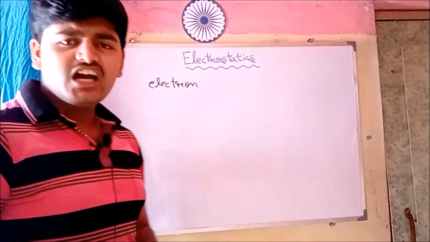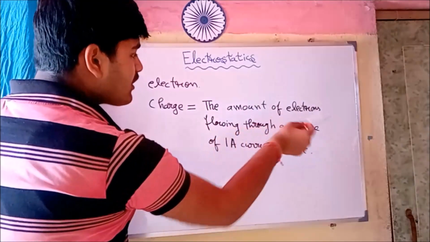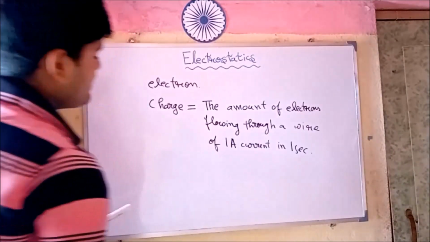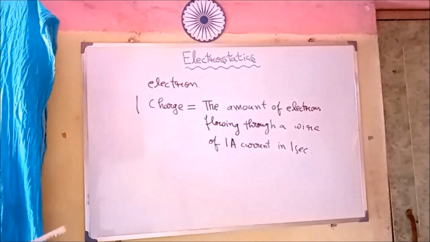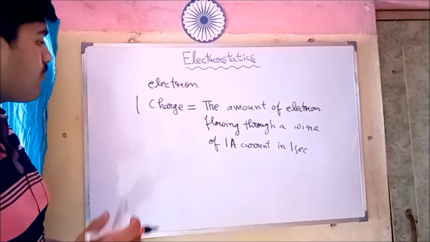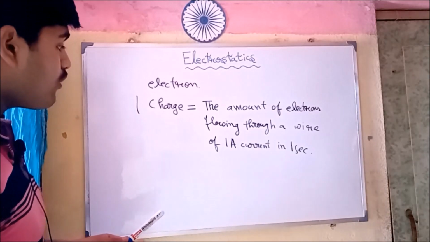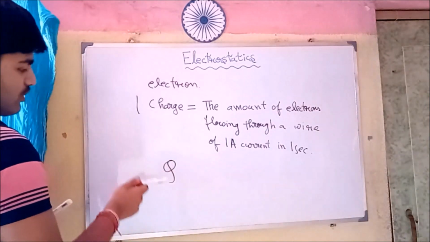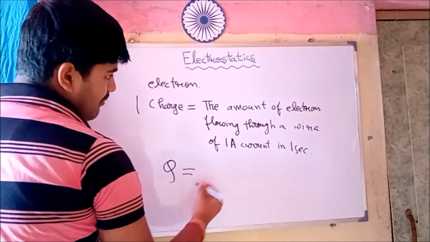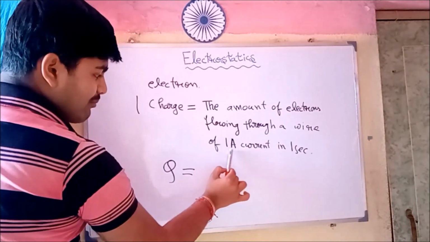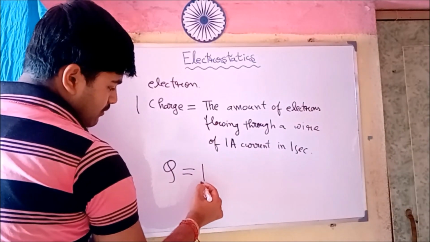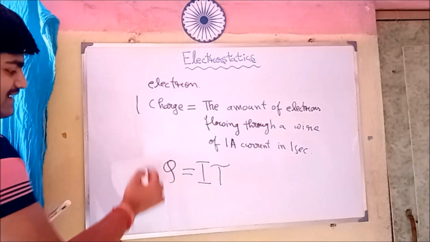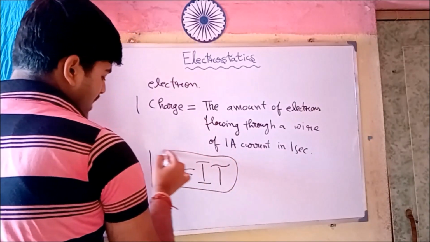So, what is charge? Charge is the amount of electrons flowing through a wire of 1 ampere current in 1 second, termed as 1 coulomb charge. To write it algebraically, if we write the charge as Q, it equals the amount of electrons flowing through a wire with current. We know the term for current is I and for time is T. So, you will get Q equals IT. This is the definition of charge.